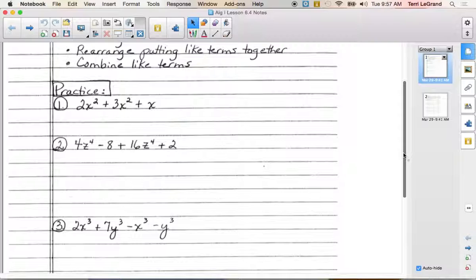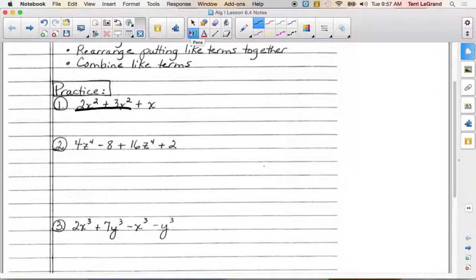So in this first one, we have 3 monomials being added. Can we add any of those? Which ones? First two. And is this already in what we would call kind of standard form? We just need to simplify it, right? So what do we end up with? 5x squared. 5x squared plus x. All we're doing here is what we just practiced a couple of days ago. Are you ready? Can you combine like terms? That's really what's happening here.